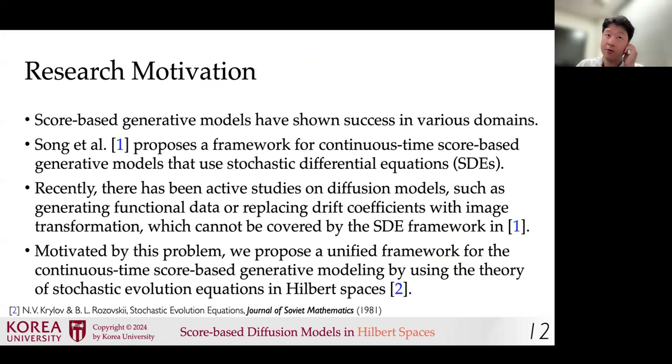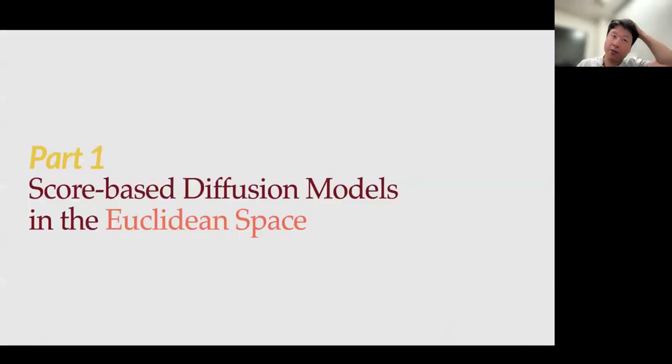So motivated by this problem, we propose a unified framework for continuous-time score-based generative modeling by using the well-established theory of stochastic evolution equations in Hilbert spaces. Okay, so before introducing our research, I would like to briefly cover the basic contents of the score-based diffusion model in the Euclidean space first.